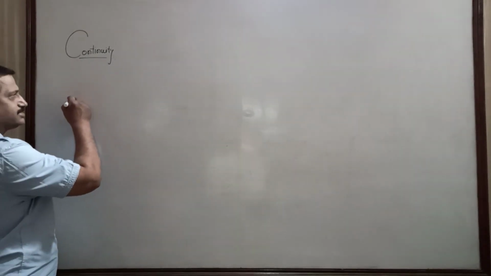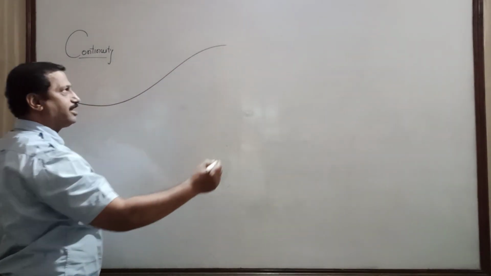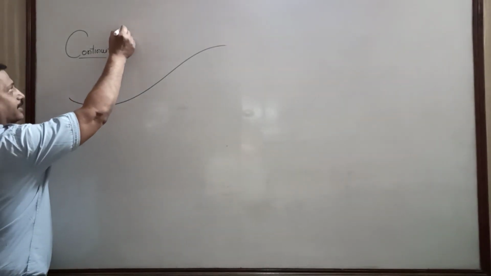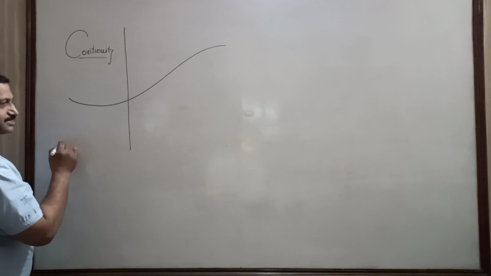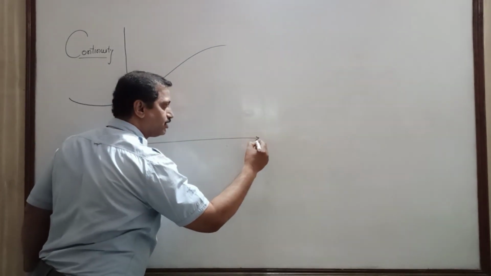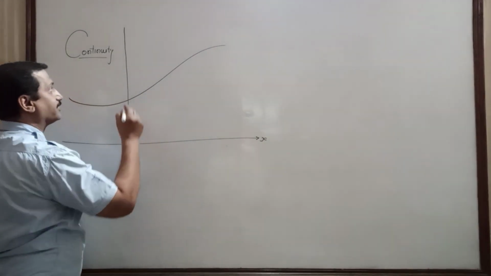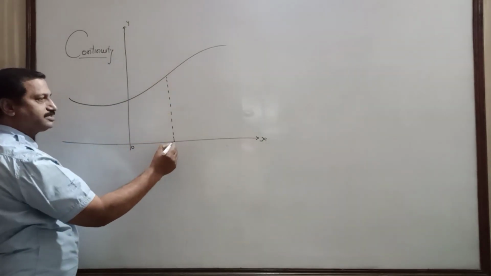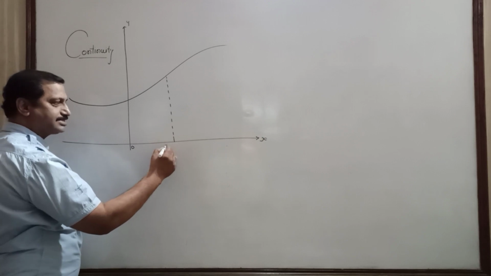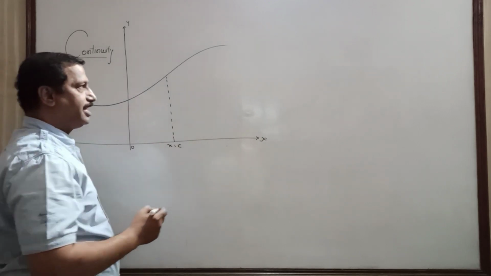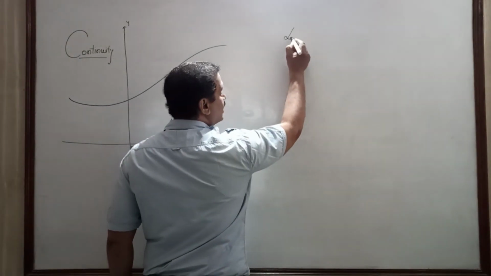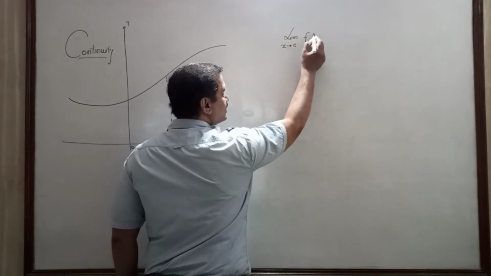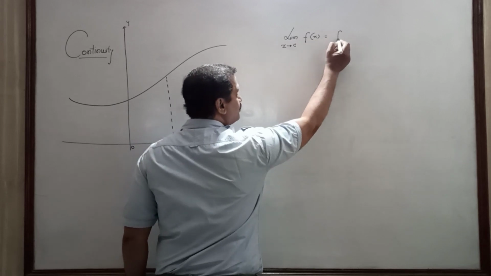Continuity means a function which can be drawn without lifting the pen. That means a smooth curve is called a continuous function. If a function is continuous at x = c, then we can say limit x tending to c f(x) is equal to f(c).